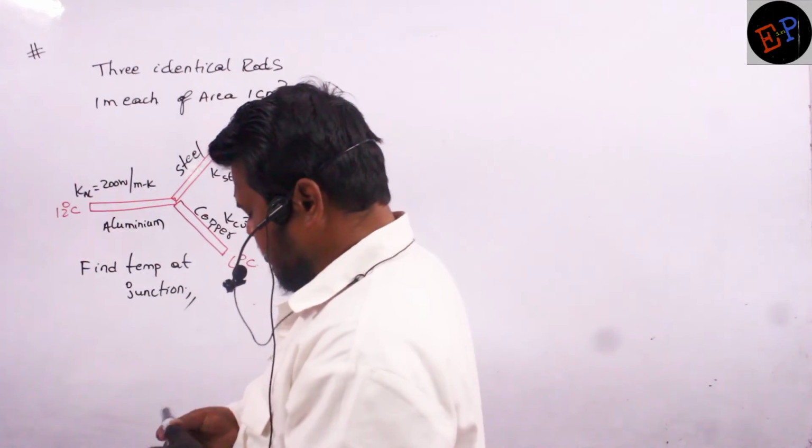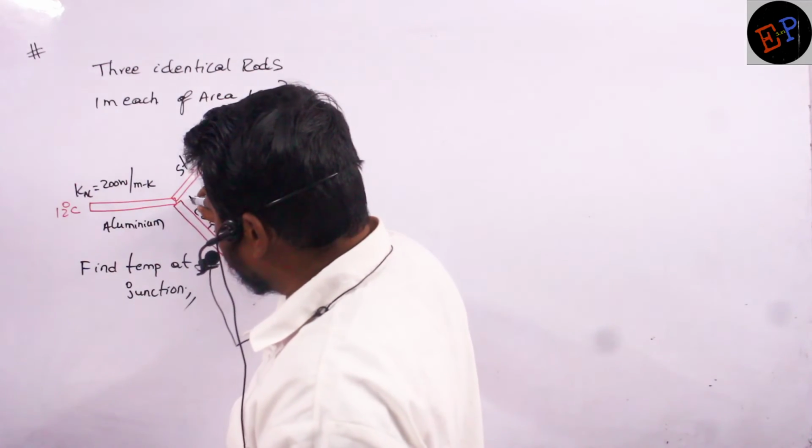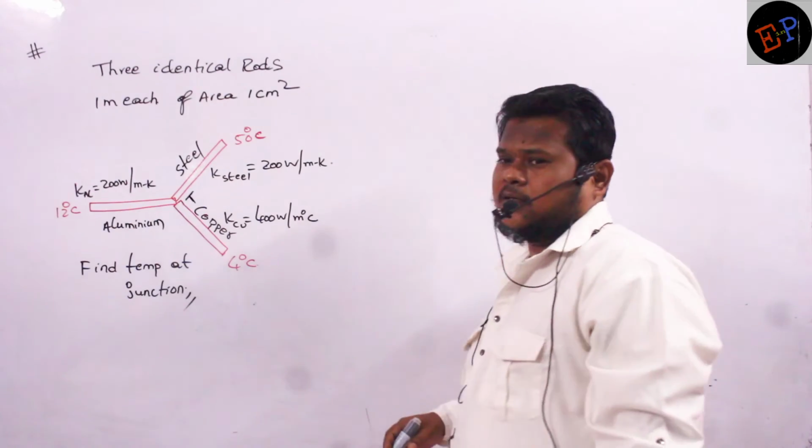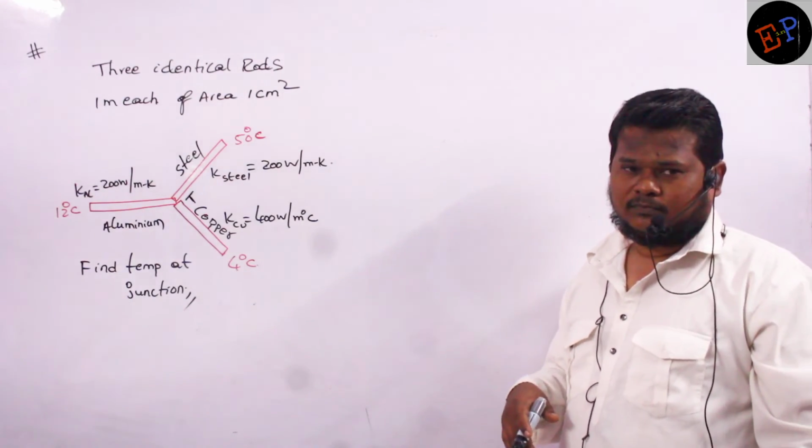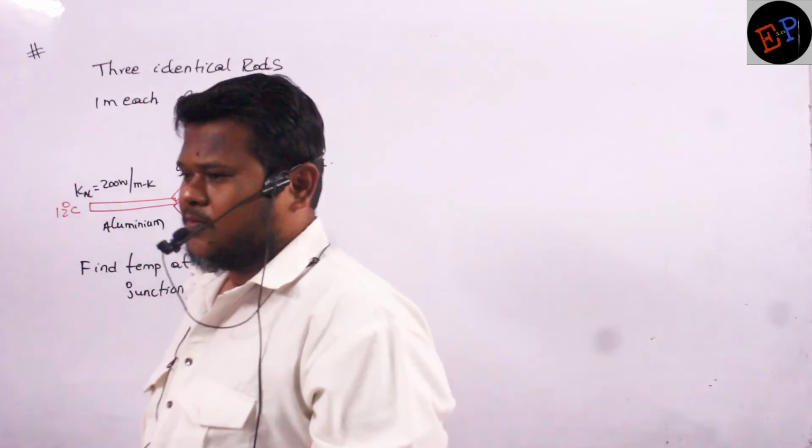So let us assume the junction temperature is T. Now the point is that heat energy flows in which direction? Can you say? Downwards direction.